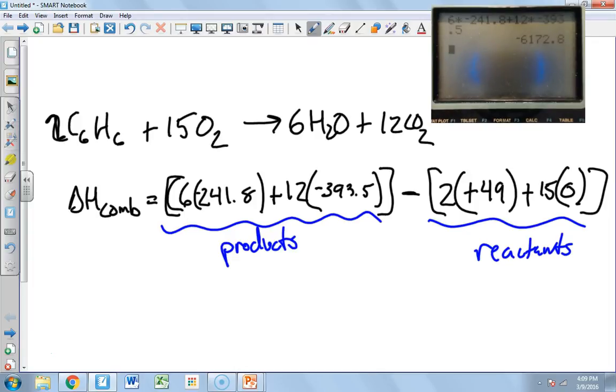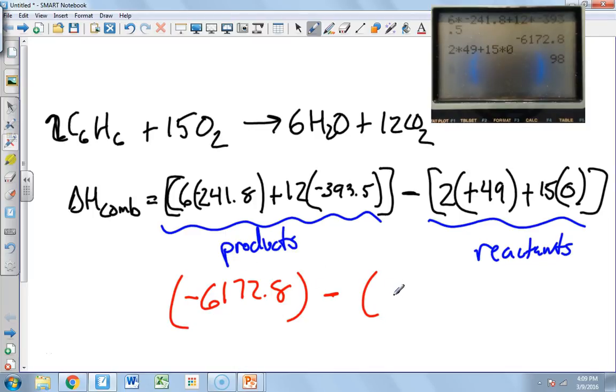I always do things in steps. So now the products are negative 6172.8, minus the reactants, 2 times 49. Then for completeness, I'll go plus 15 times 0. So that's the products, and then the reactants are minus 98. Now we do the math here.